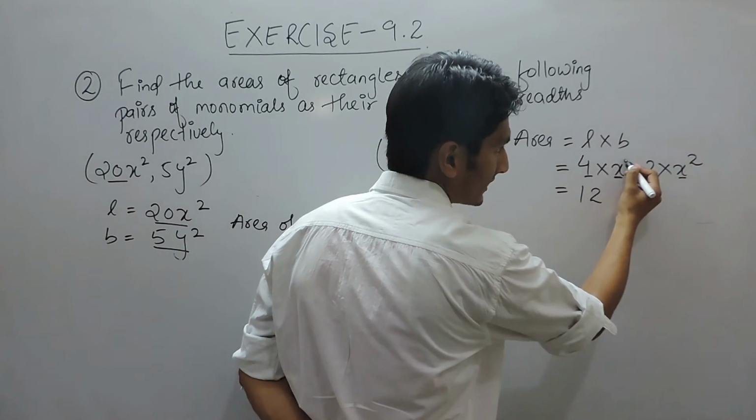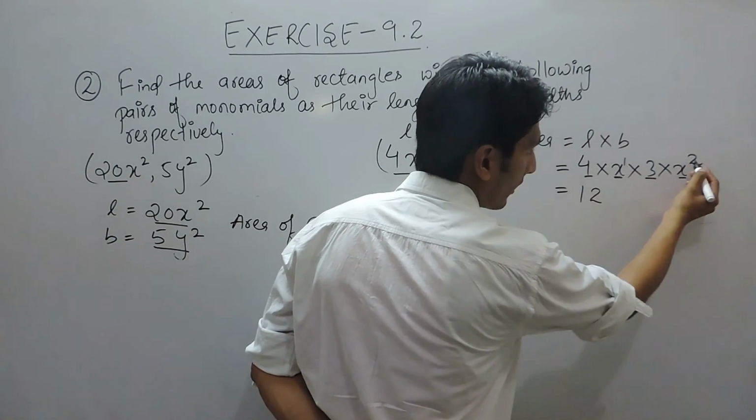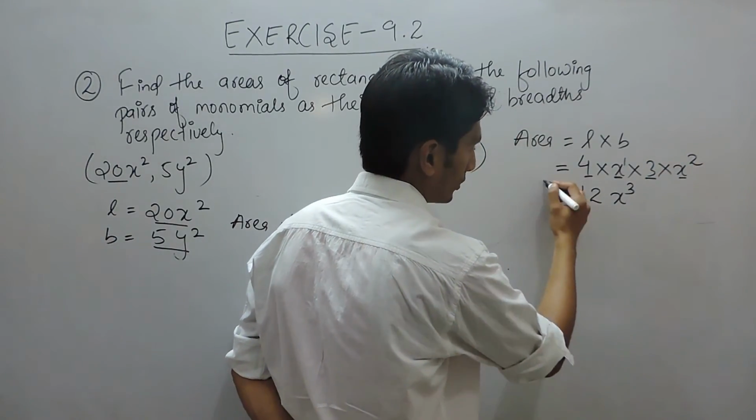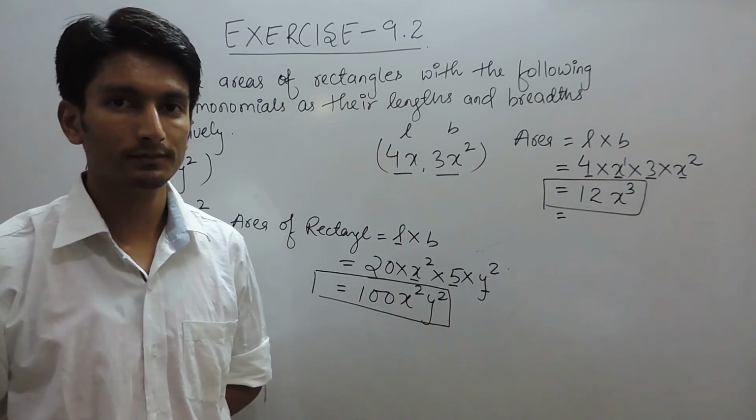In this case if nothing is written, it can be considered as 1. So when these powers are added, x will become power 3. So in this case area will be 12x³. Thank you.